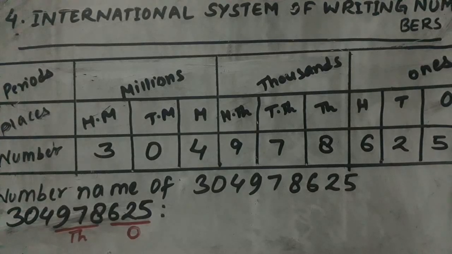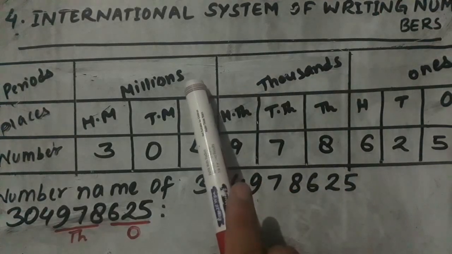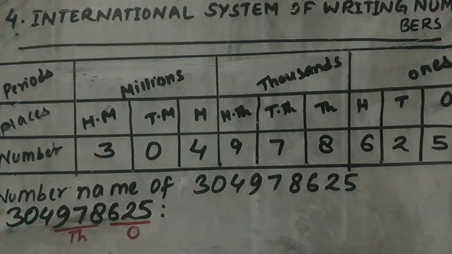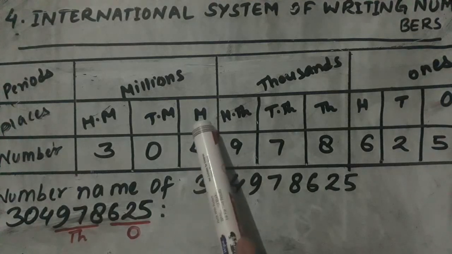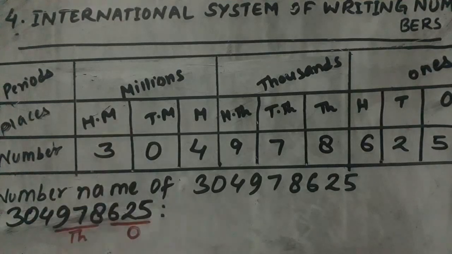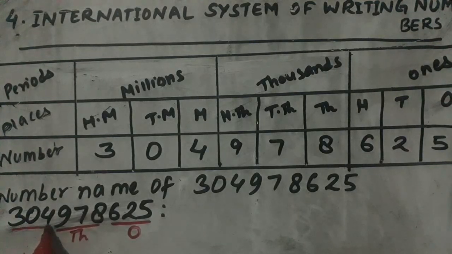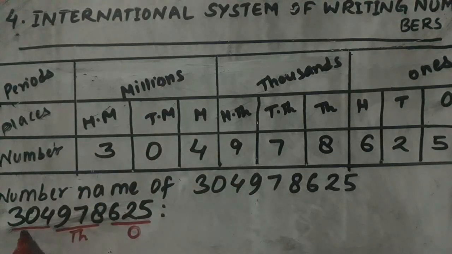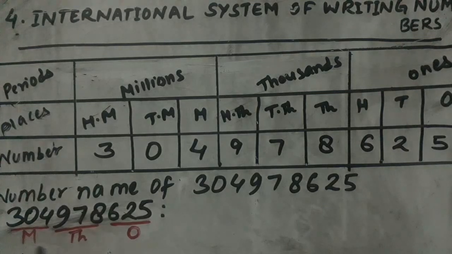Now similarly students, after the period of thousands, the period of millions occurs, and in the same way the period of millions also contains 3 places. One is million, another 10 million, and the last one is 100 million. Here 4 is the place of million, 0 is 10 million, and 3 is 100 million. Here 304, these are the places which lie under the period of million. So let's write million as M. M means million, TH means thousand, and O means ones.